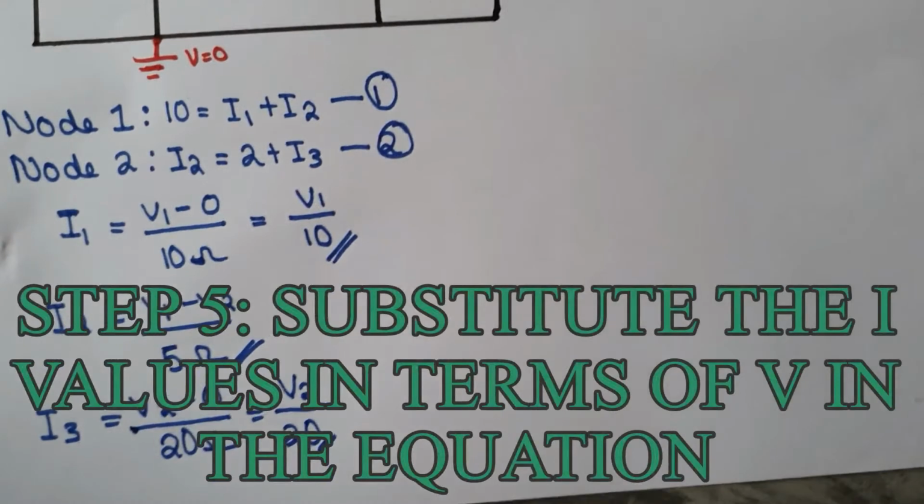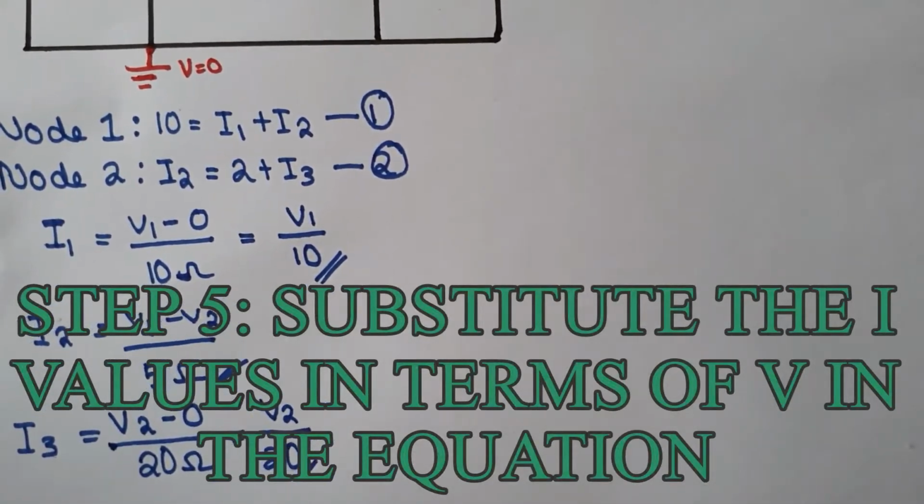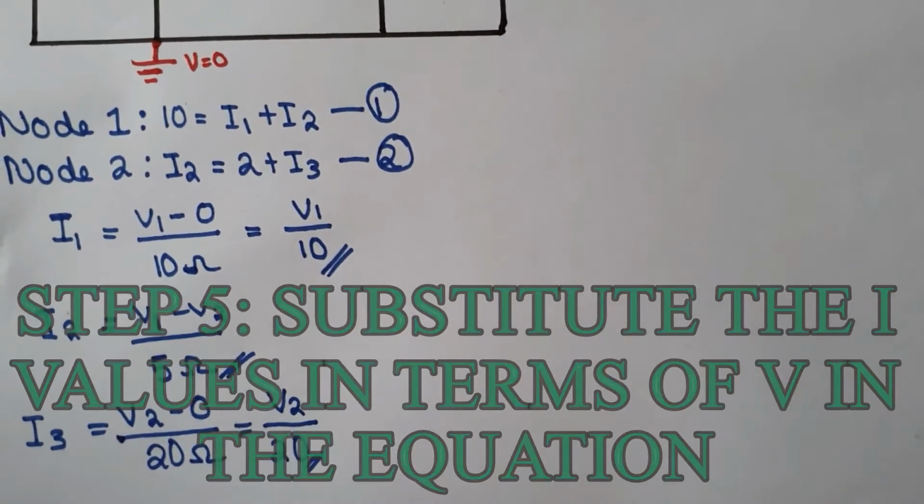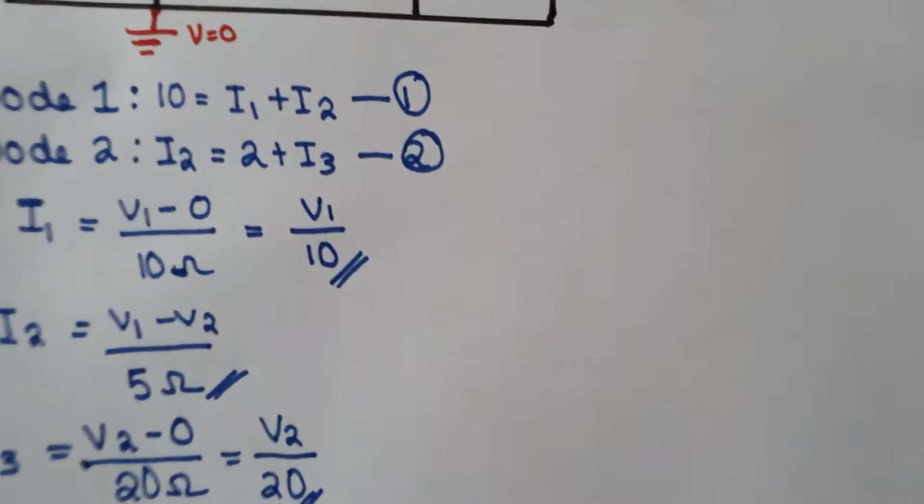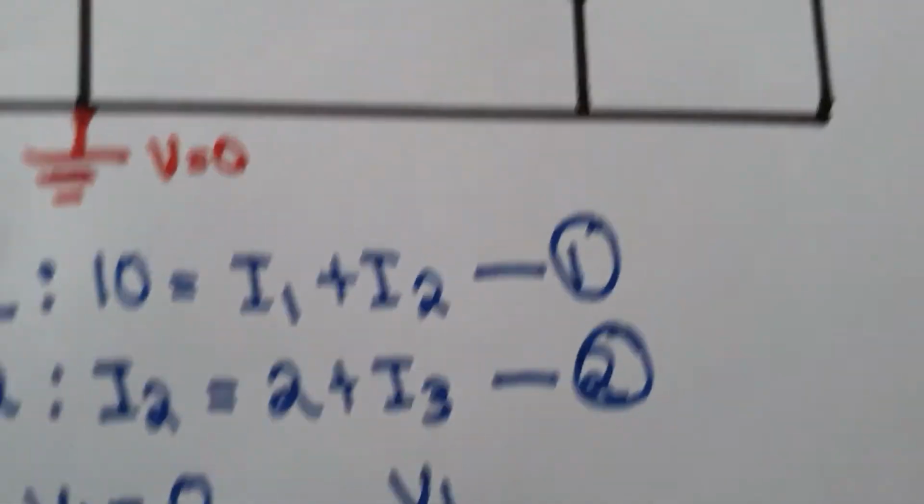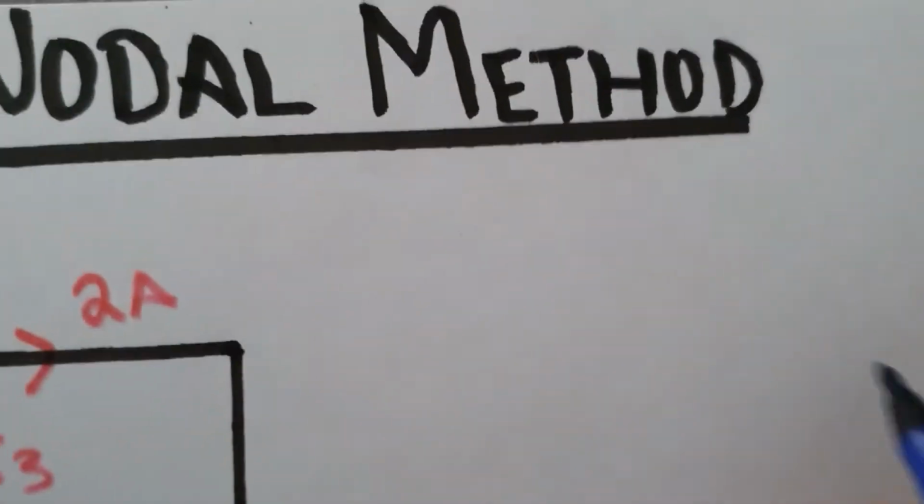The last step is substituting the values of I1, I2, and I3 into the node 1 and node 2 equations and solving the simultaneous equations to get the answer. So let's get started. The first equation was, I'll write it over here.